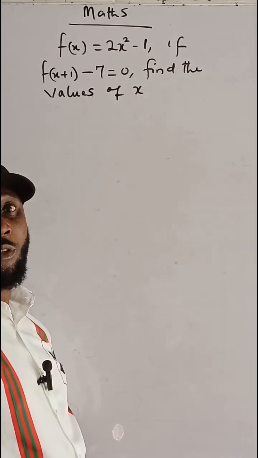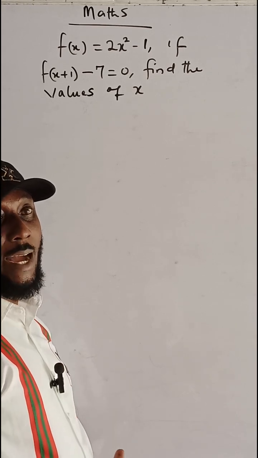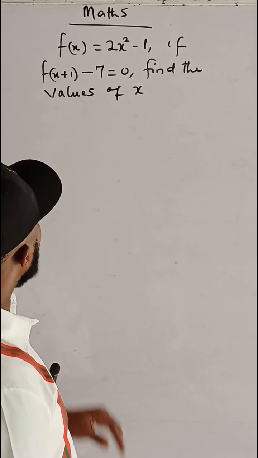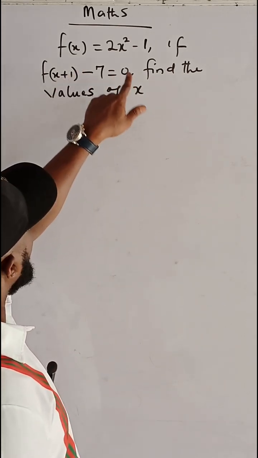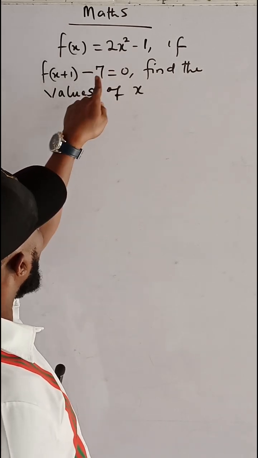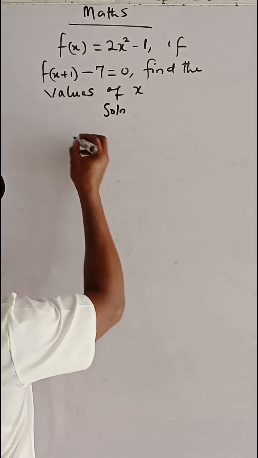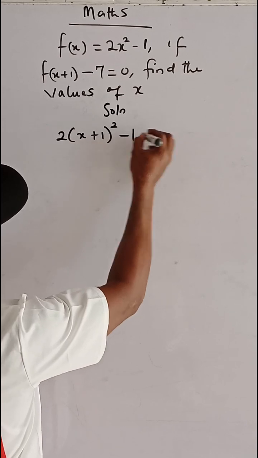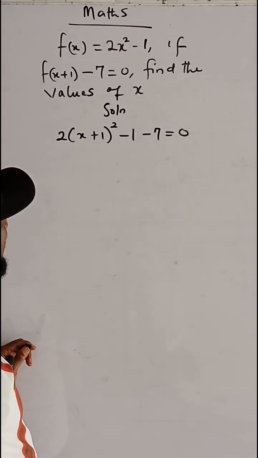We have done a video on this before. Please do well to watch it so that you can have more insight and understanding about this particular type of equation. That means that since the argument is x plus 1, I will substitute x plus 1 for the value of x here, subtract 7 equal to 0. So that's going to give us 2 into x plus 1 all squared minus 1 minus 7 equal to 0. As simple as that. A very simple problem.